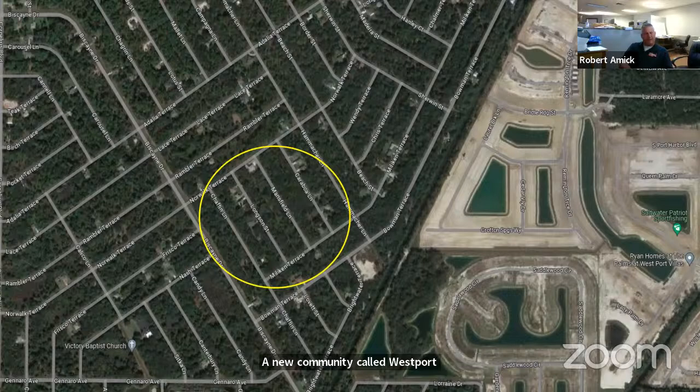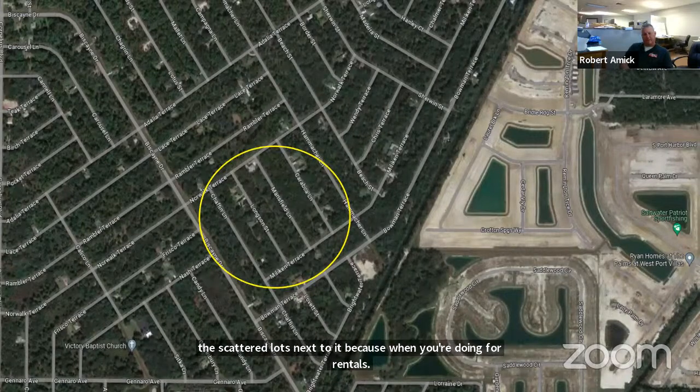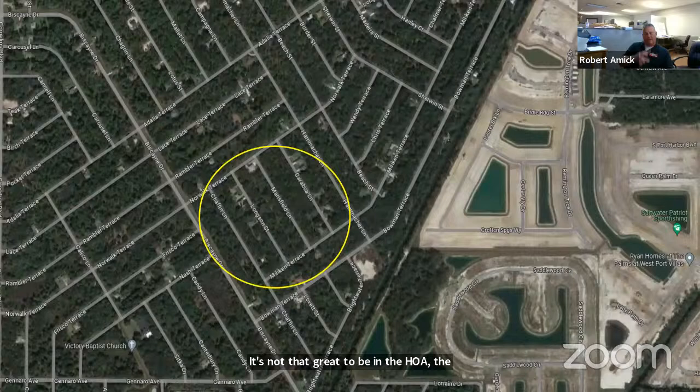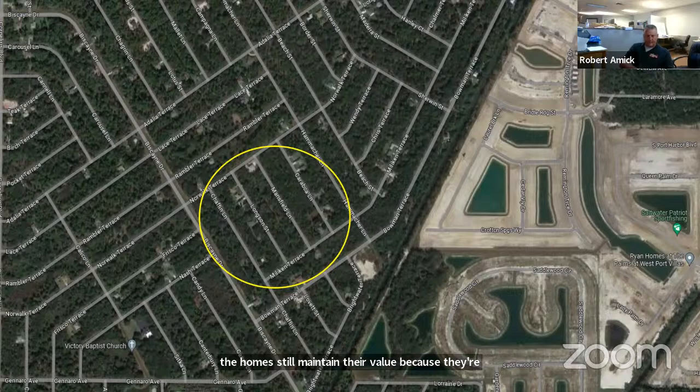There's 7 major developers that built in there in the community, but it is a gated community. It's zero lot lines. They put it there because it's in the center of town where everything is going, but we're building on the scattered lots next to it because when you're doing rentals, it's not that great to be in an HOA. The flexibility is very low. So we build on the scatter lots around it, so the homes still maintain their value because they're near the larger developments, but they're more conducive to renting.